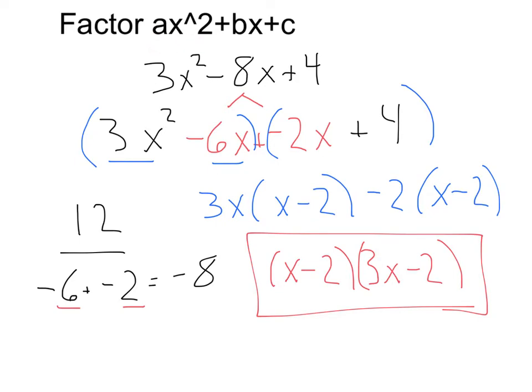So whenever you're factoring something that does have this a coefficient that's not a 1 next to the x squared, you have to multiply a times c. That gave us 3 times 4, which was 12. Find the factors that add to the b, the negative 8. You're going to replace this middle term with your 2 factors. Then you factor by grouping.